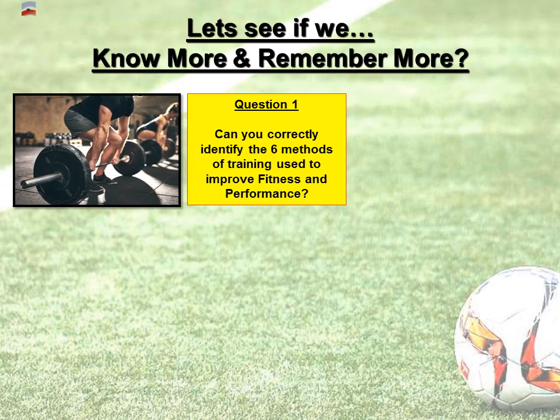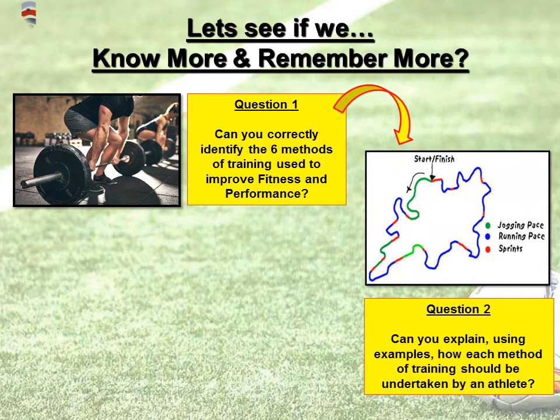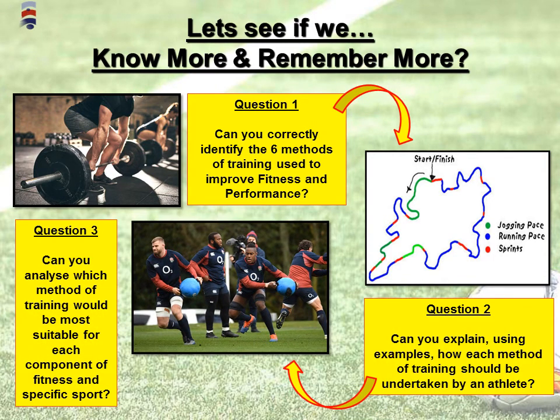So overall then, hopefully you can do the following things, such as correctly identify the 6 methods of training. You can explain in detail and using examples how athletes should undertake each method of training. And you'll also be able to analyse which training would be more suitable to improve specific components of fitness and which sports would be best used for each method there.